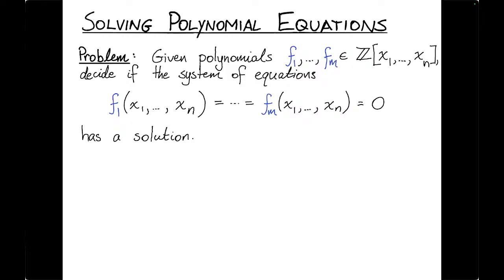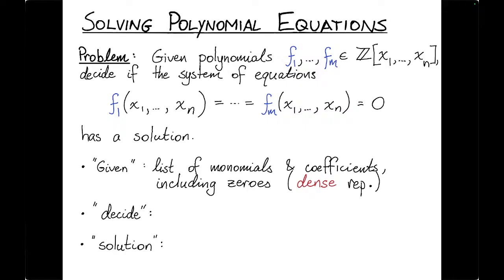And of course, to make this more precise, I need to explain a couple of the words on this slide. I need to explain what I mean by you're given the polynomials, what I mean by decide, and of course, what I mean by a solution. So when I say you're given these polynomials, I mean you're given them as a list of monomials and their coefficients, along with all the 0 coefficients. This is sometimes called the dense representation of these polynomials. When I say decide, your job is to design a Turing machine. So we're working in the bit complexity model. You don't get arbitrary complex numbers for free.